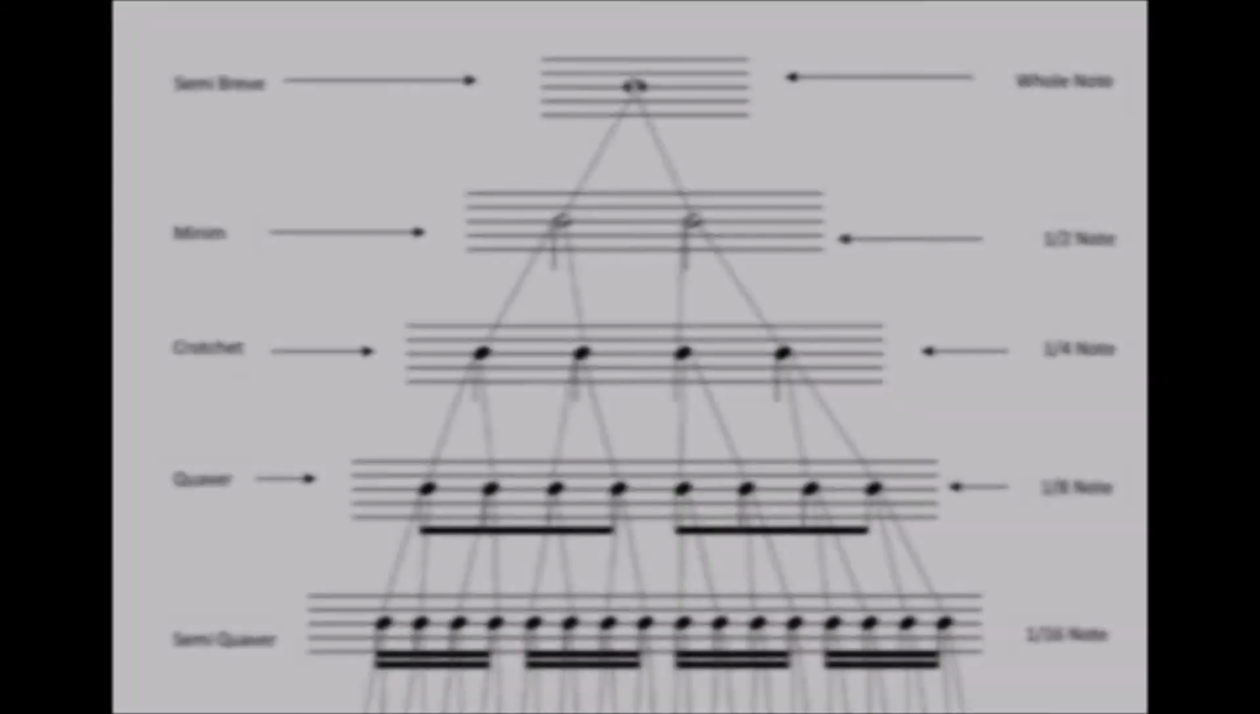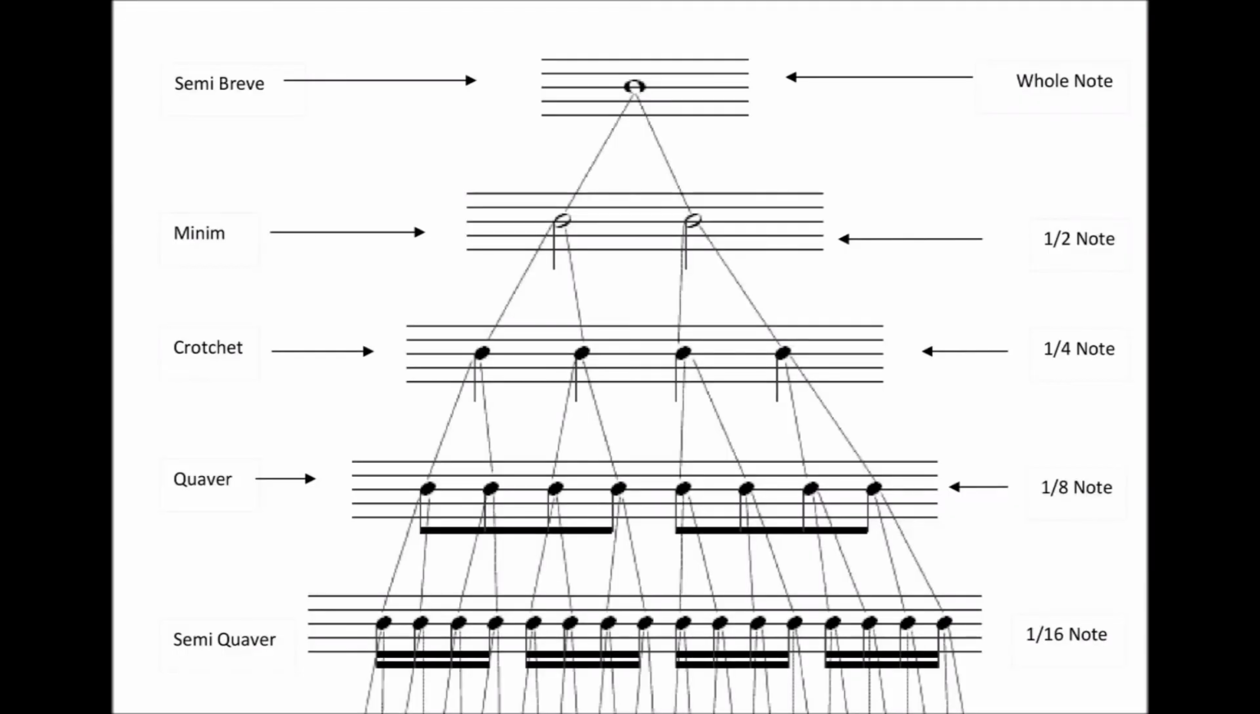The next note is the semiquaver, or 16th note, and it is a filled in note head with a single stem and 2 tails. Again, following the table, you can see 2 quavers will equal 4 semiquavers, or 1 quaver would equal 2 semiquavers. All 16 of the semiquavers add up to equal 1 semibreve.